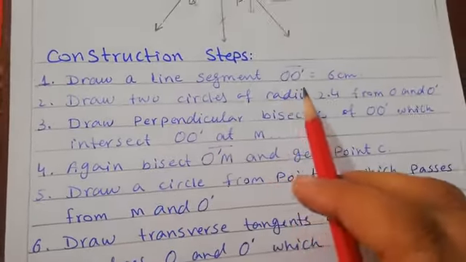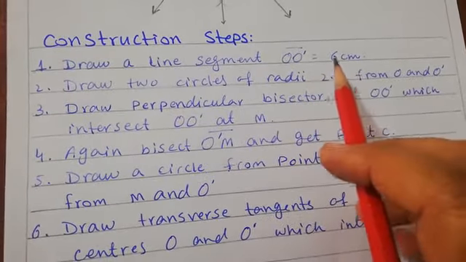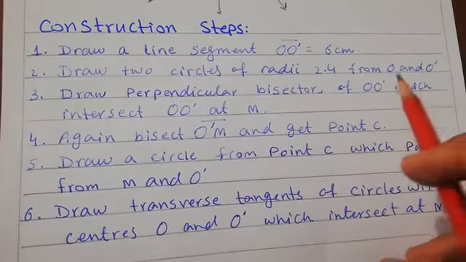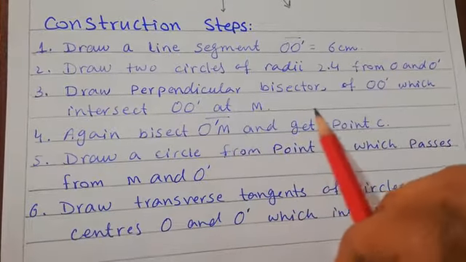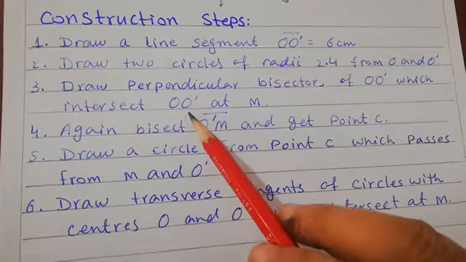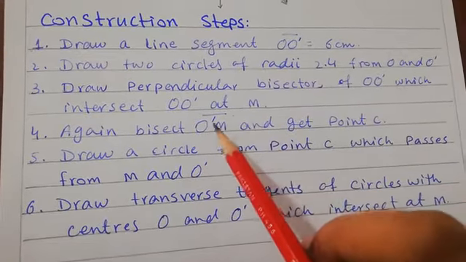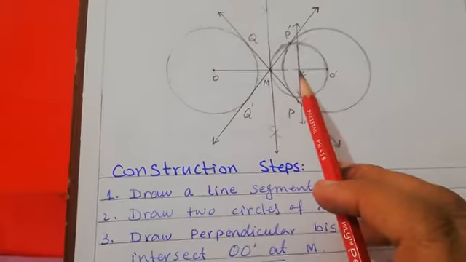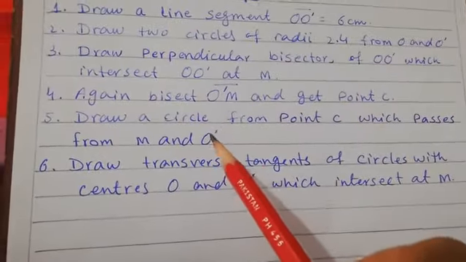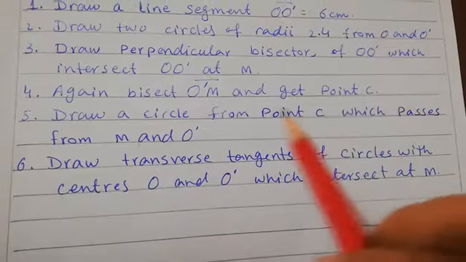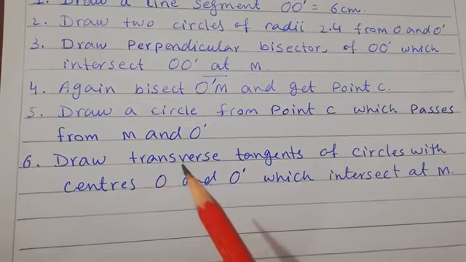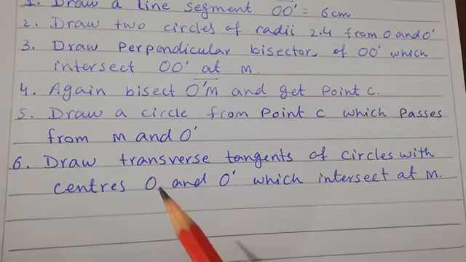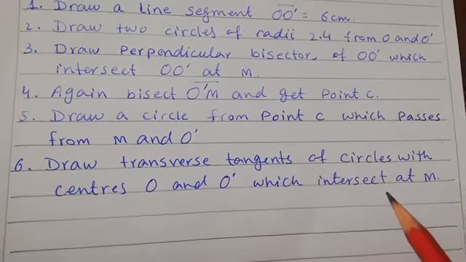Now after this we will write the construction steps. Draw a line segment OO prime equal to 6 centimeter. Draw two circles of radii 2.4 from O and O prime. Draw the perpendicular bisector of OO prime which intersects OO prime at point M. Again bisect O prime M and get the point C, and then draw the circle from point C which passes through M and O prime. Draw the transverse tangents of the circles with centers O and O prime which intersect at M.